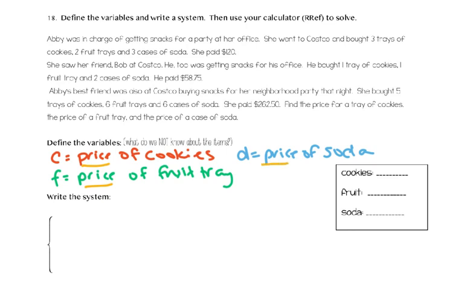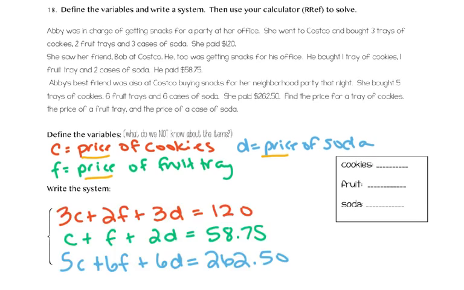Okay, the system of equations comes next. The first equation I've got is for what Abby did at Costco. The second equation is for what Bob bought at Costco. And the third equation is for what Abby's friend bought at Costco. So you have one equation for each of those situations.